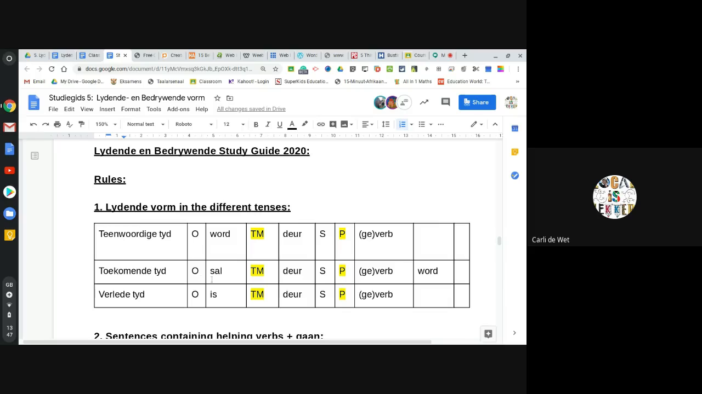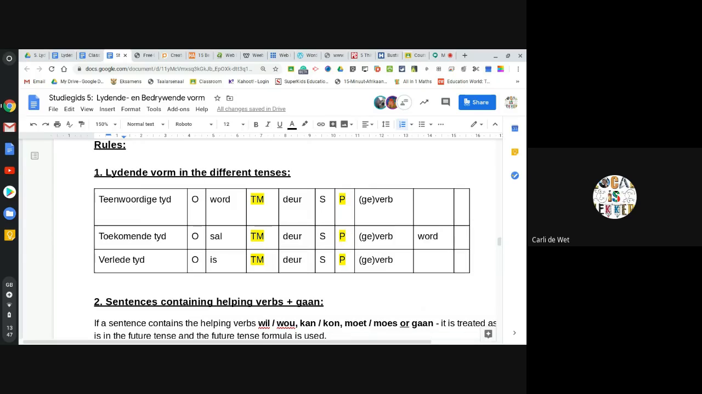In die toekomende tyd is word aan die einde. En in die verlede tyd is daar nie 'n word nie. So, present tense, word is in the front. Future tense, word is at the back. And past tense doesn't get a word. Okay. Object sal deur subject geverb word.